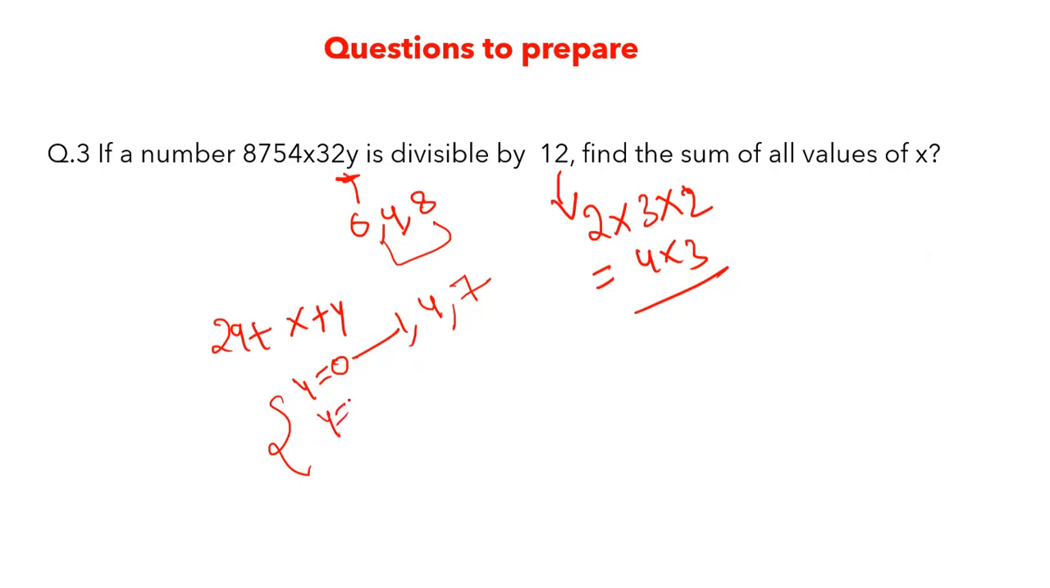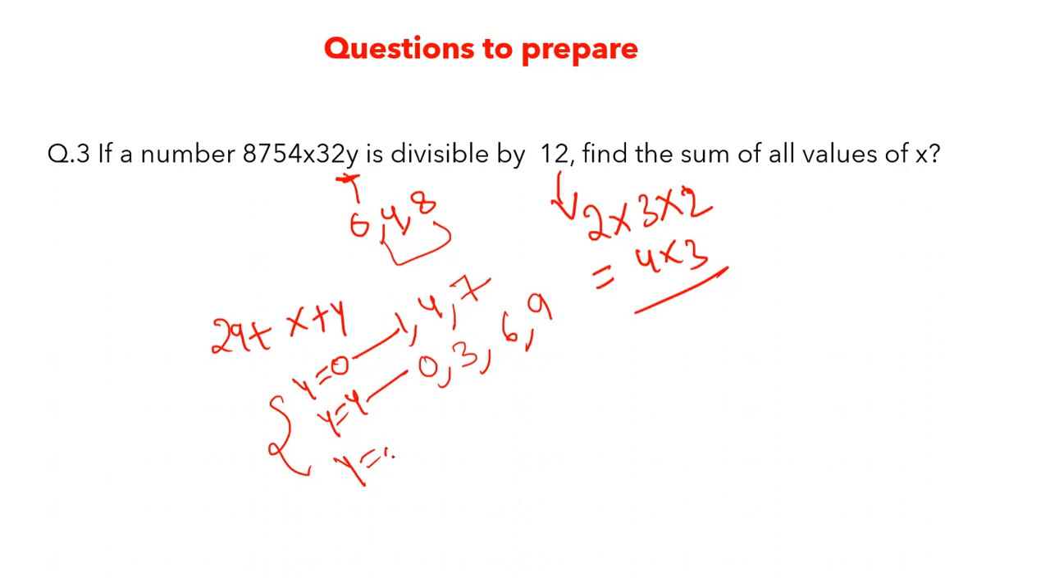If we take y equal to 4, then what values are possible? 29 plus y, that is 4 now, gives 33. This is what we got. So if we simply take x as 0, because 33 is divisible, that will be divisible by 12. If we take x as 3, that is 36. 6, 9. Okay, so these values are possible.